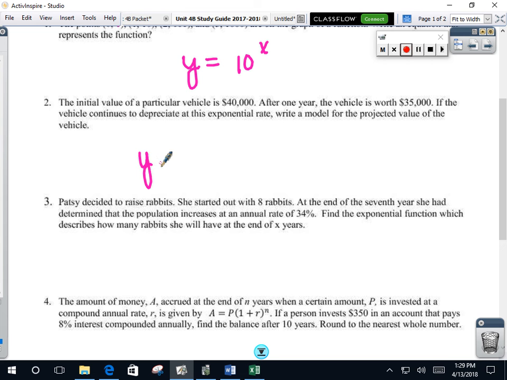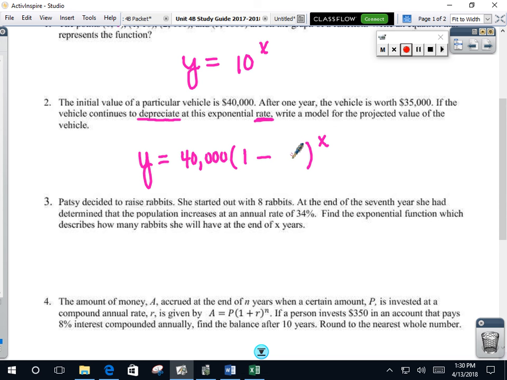So y equals, what would the a value be? And then we're talking about a rate, and so that means we need to use that 1 plus or 1 minus. Which is it? Correct, because it's depreciating, it's losing value. Did they give us the rate, the r value? No. Did they give us the time? No, so you just put x.